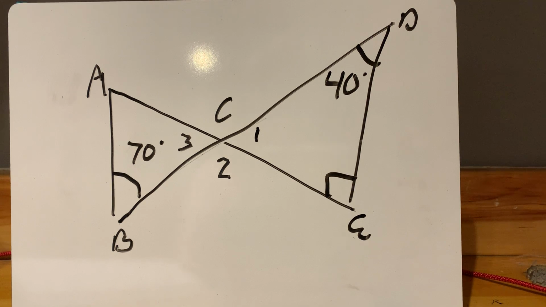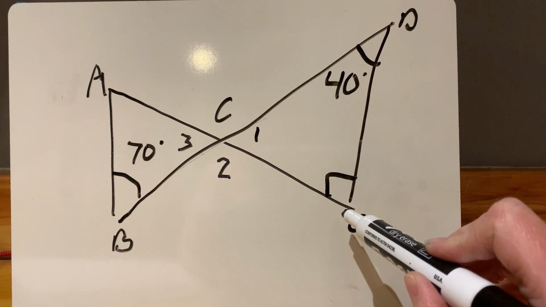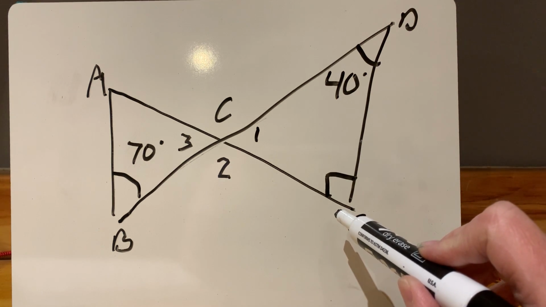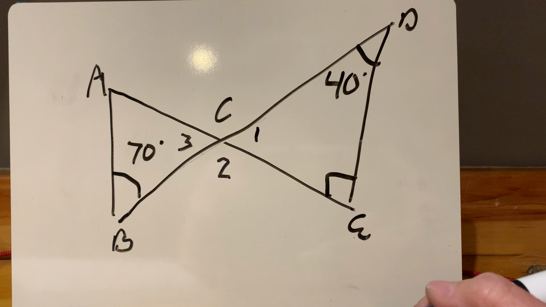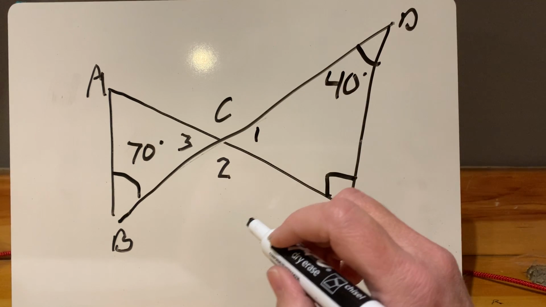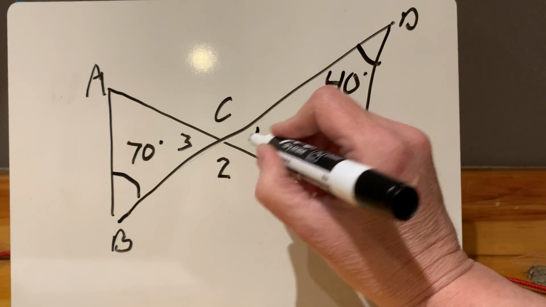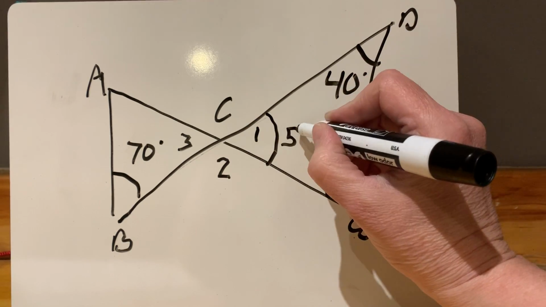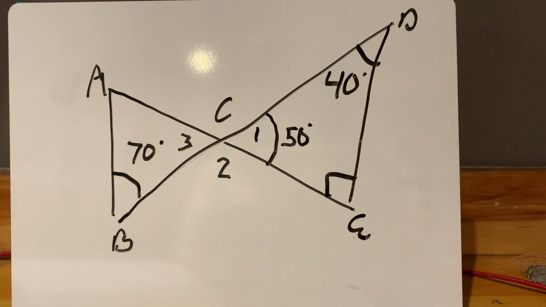Now angle 1, plus we know this is 90 degrees, plus 40 degrees must equal 180. So if we have 90 plus 40, that is 130 subtracted from 180 will tell us that angle 1 equals 50 degrees. So we know that angle 1 would be 50 degrees. These 3 angles together would equal 180 degrees.